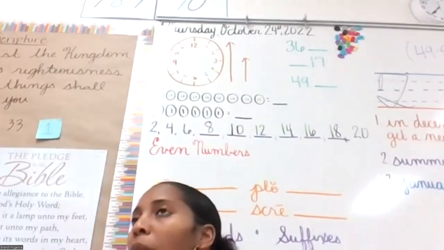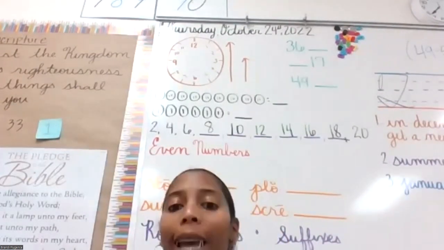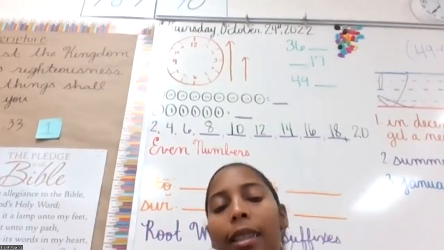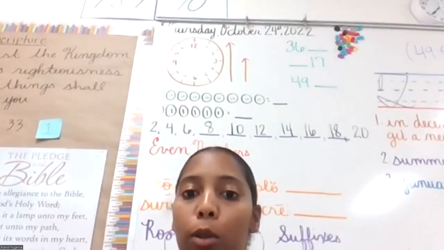50. Good. So remember, if you remember the pattern 2, 4, 6, 8, 10, 2, 4, 6, 8, 10, that's the easiest way to count by twos, okay?